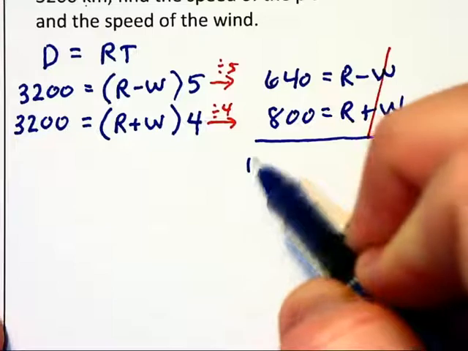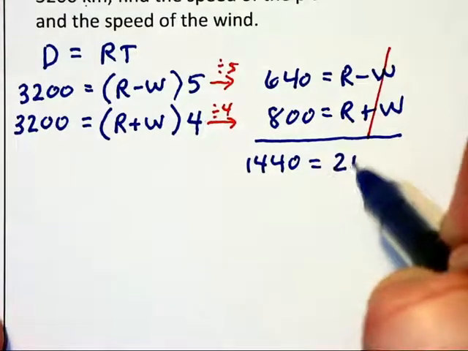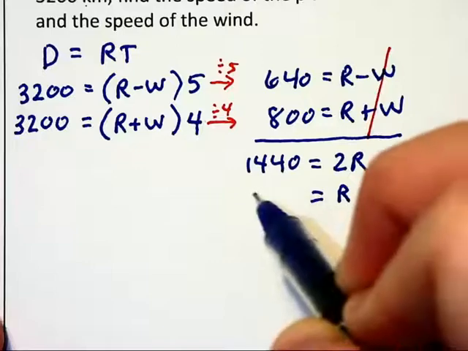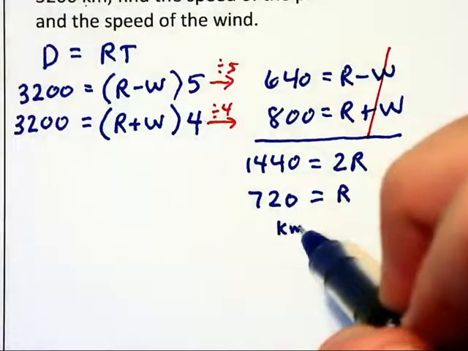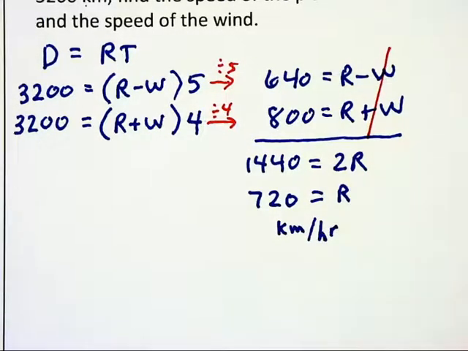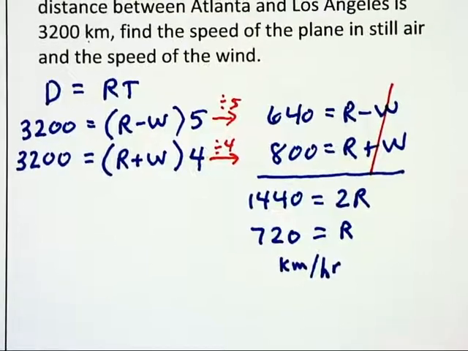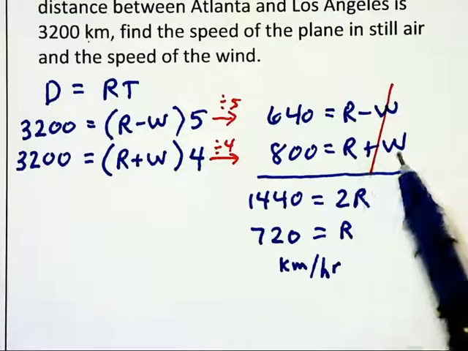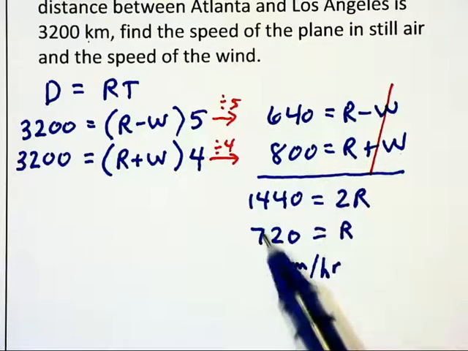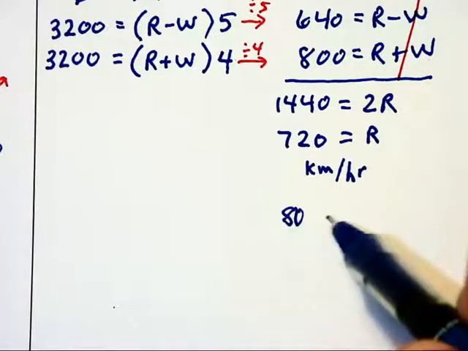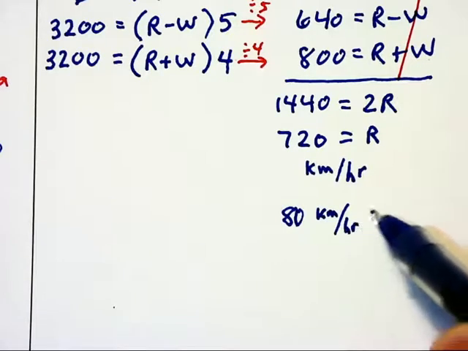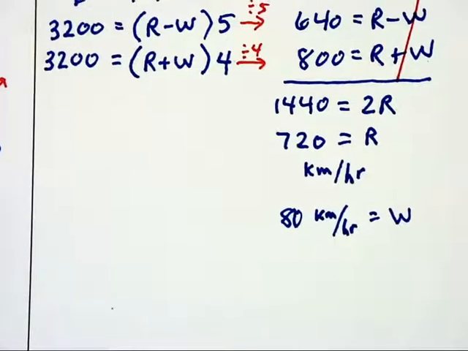We will now have 1,440 is equal to 2r, and therefore r is equal to 720, and the units here would be kilometers per hour. Now it wants us to find the speed of the plane in still air as well as the wind speed. Now we know that the two add together to be 800, so subtracting off the 720, we can find out that 80 kilometers per hour will be the wind speed. So we have the speed of the plane and the speed of the wind solved in this problem.